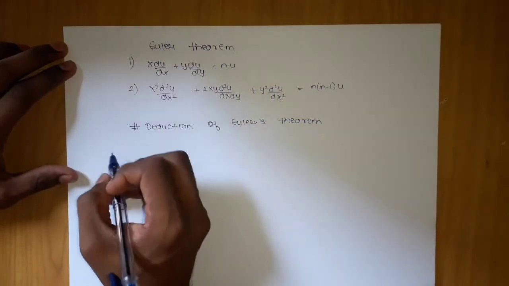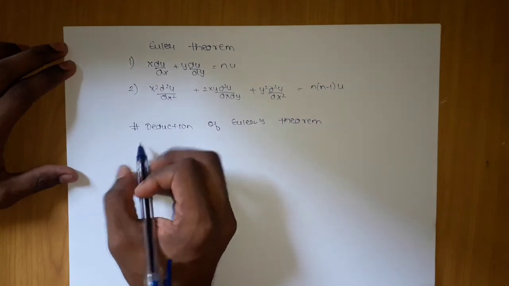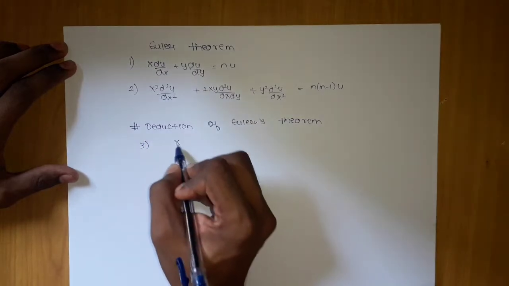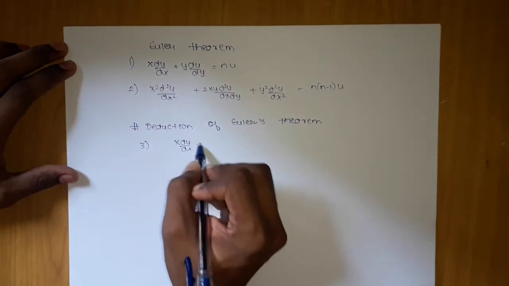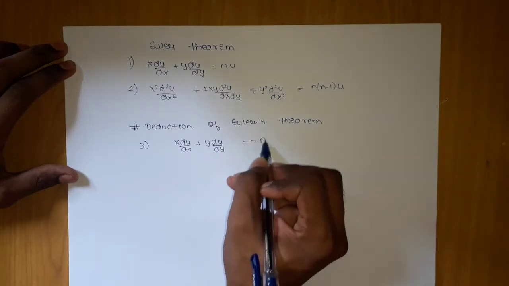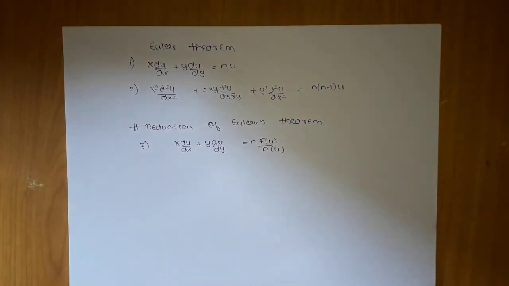Let me write what we are going to derive. The third formula, which is just the modified version of this, is x ∂u/∂x + y ∂u/∂y = n f(u)/f'(u). So this is the thing which you are going to see.